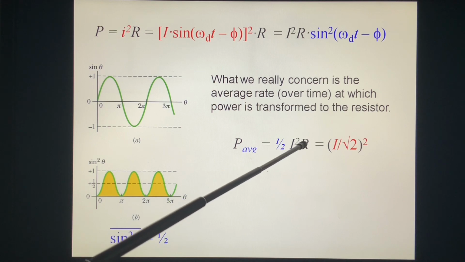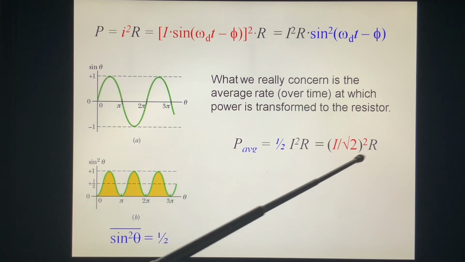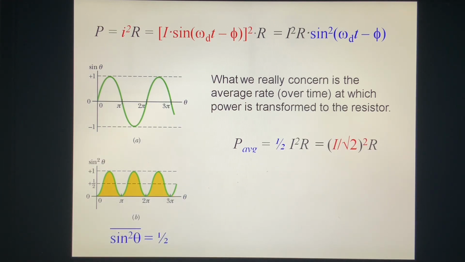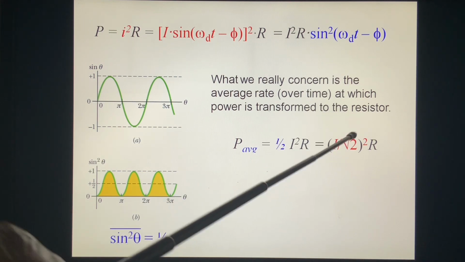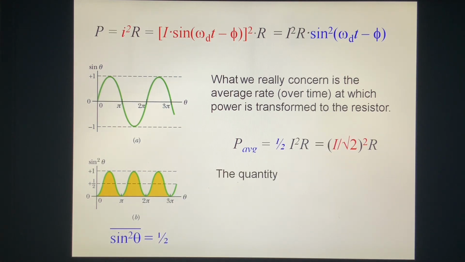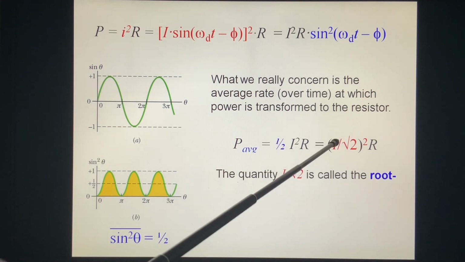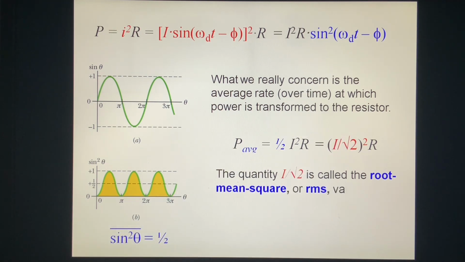We write it I over square root of 2. They are the same. This is the blue one equal to the red one. And the quantity I over square root of 2, we call it the root mean square value of the current I. How do you find it?